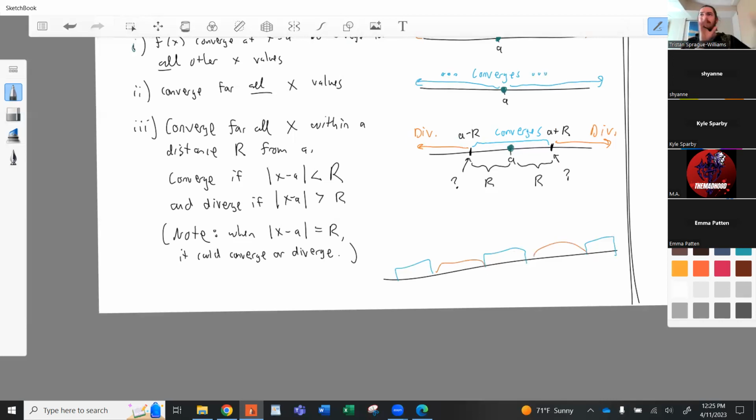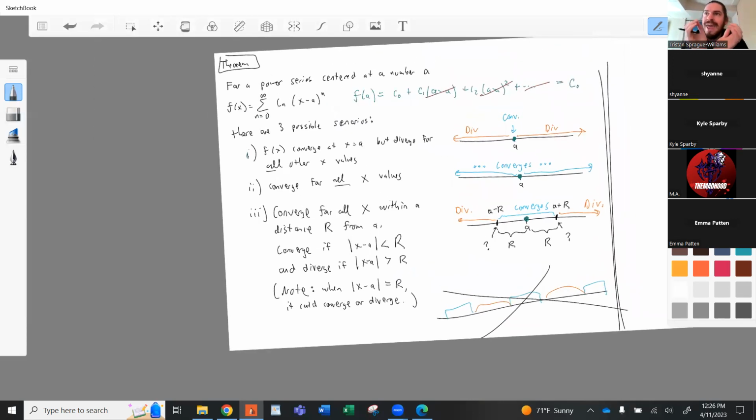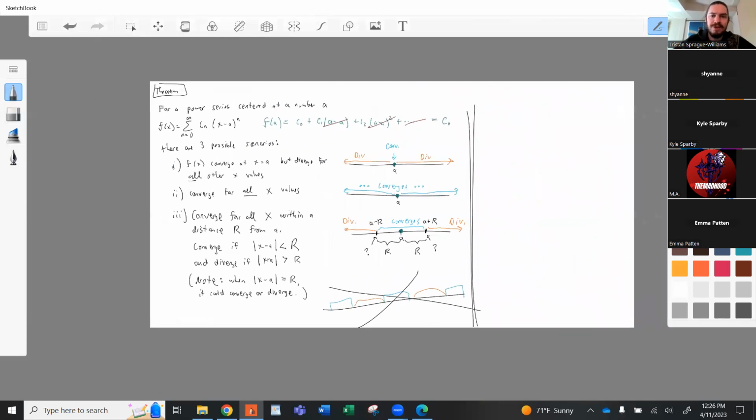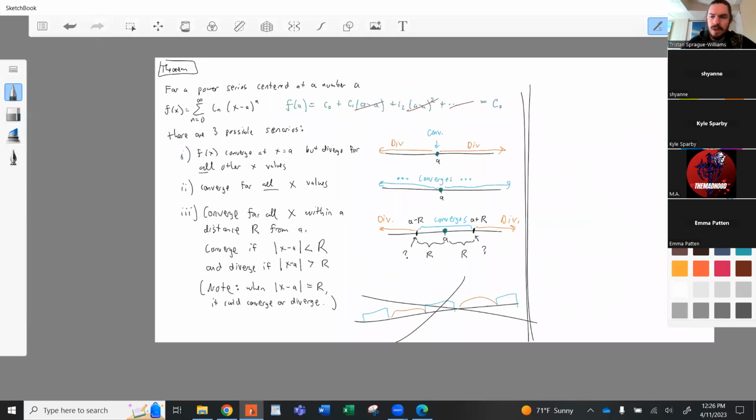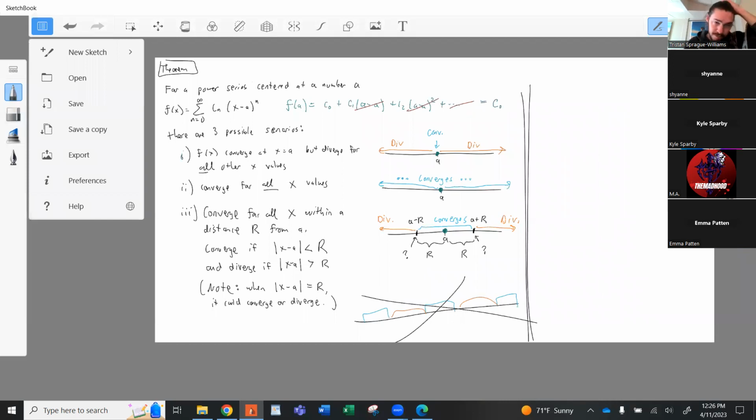You never have separate intervals of convergence. If it converges for some x values, it only ever does it on an interval around a that's symmetrical. So that's something to bear in mind moving forward.